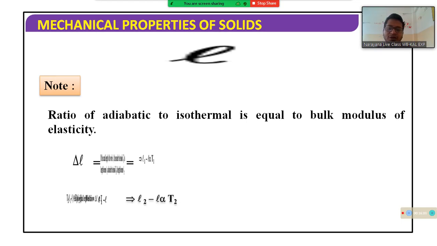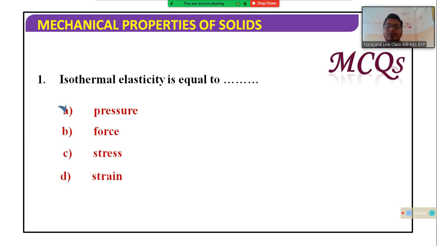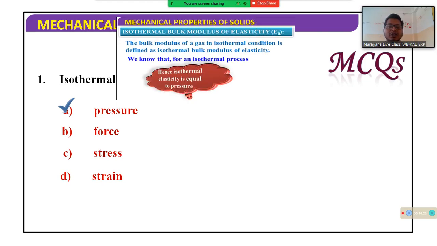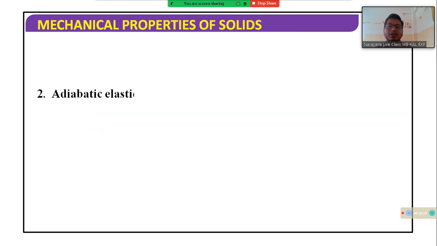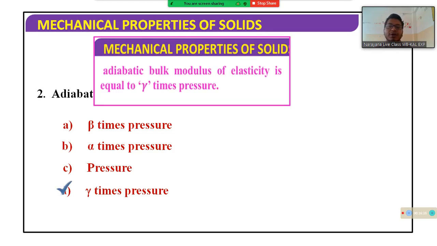MCQ. Next, isothermal elasticity is equal to, who can say? Pressure. Very good, well done. Isothermal elasticity equals the pressure. Next one, adiabatic elasticity is equal to gamma times the pressure. Adiabatic bulk modulus equals gamma times the pressure.